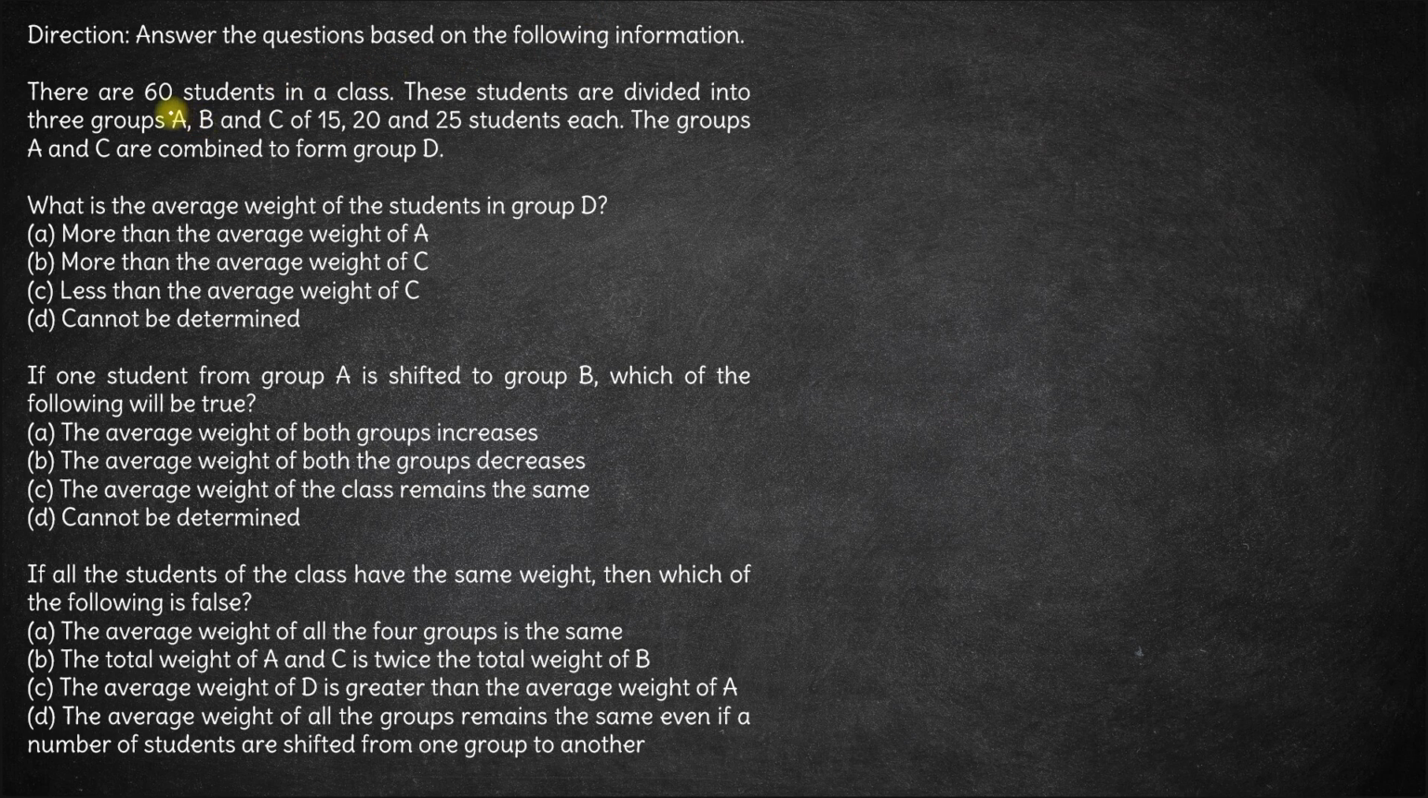Hi. Here in this question we have: there are 60 students in a class. These students are divided into three groups A, B and C of 15, 20 and 25 students each. The groups A and C are combined to form group D.